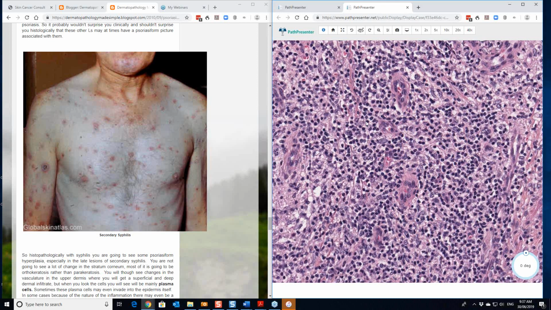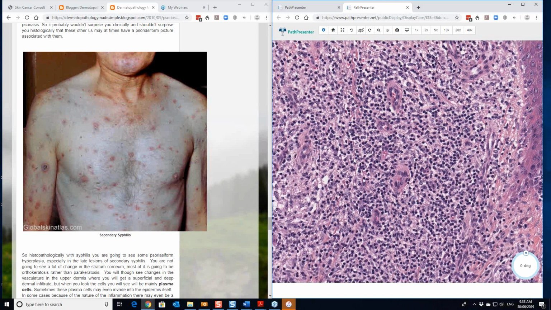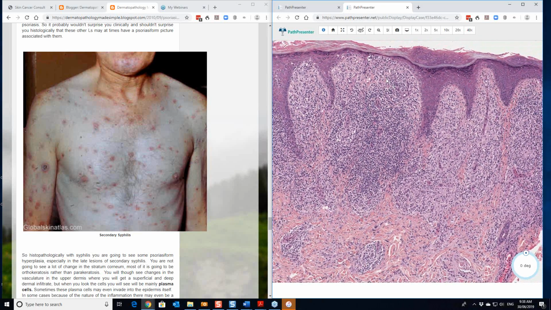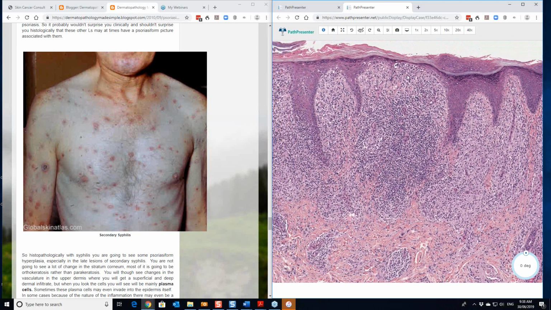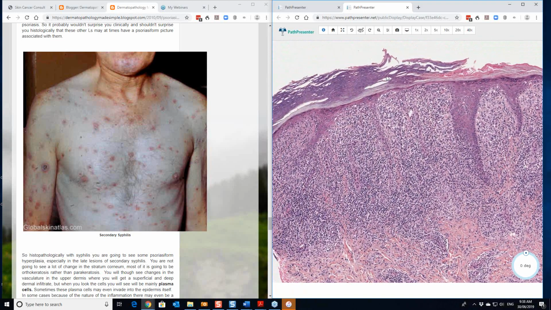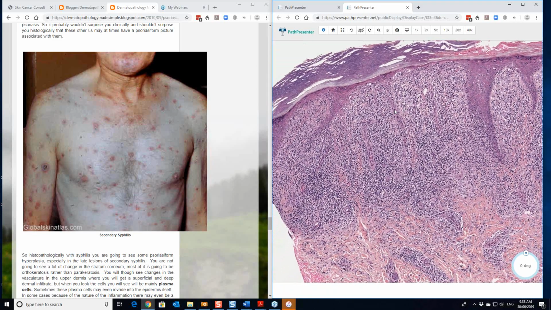And these plasma cells will infiltrate the overlying epidermis as well. It's all of these cells here. They're all plasma cells. And these will infiltrate the overlying epidermis. You can see it's partially damaging the epidermis here. So it's a lichenoid pattern with some basal layer damage as well. There is some overlying parakeratosis here. And that's what can make it scaly.